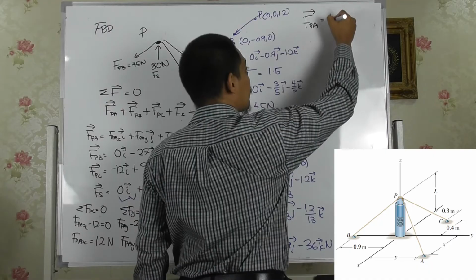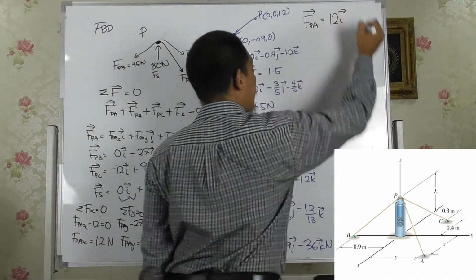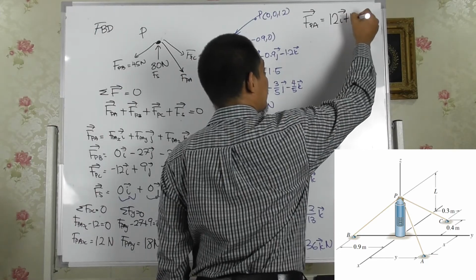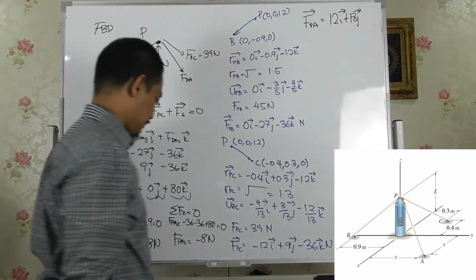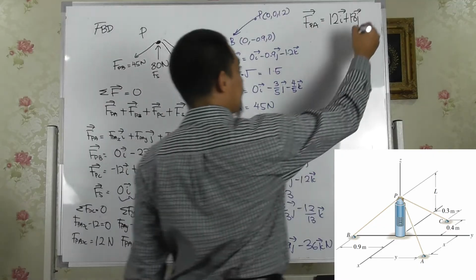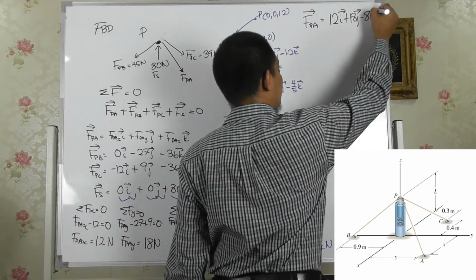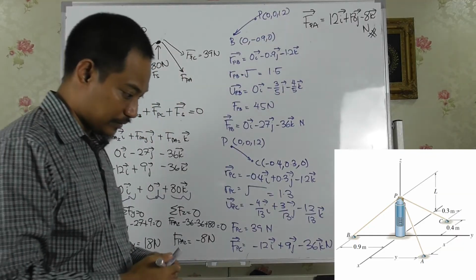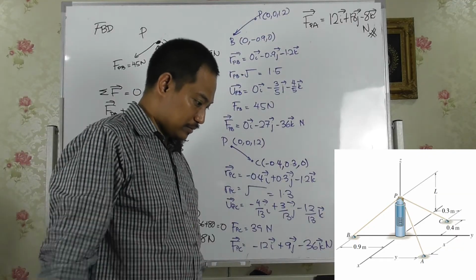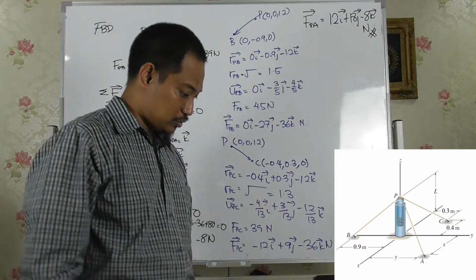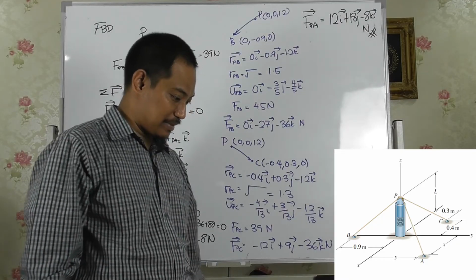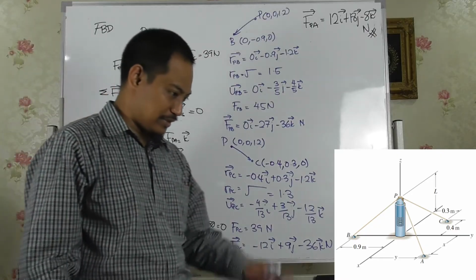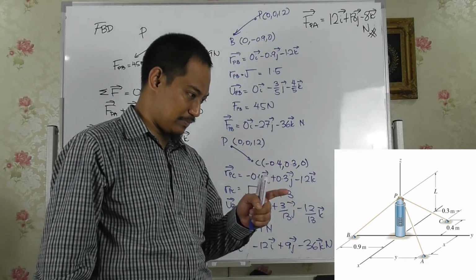12i plus 18j minus 8k Newton. So 12i plus 18j and minus 8k Newton. So that is the tension.